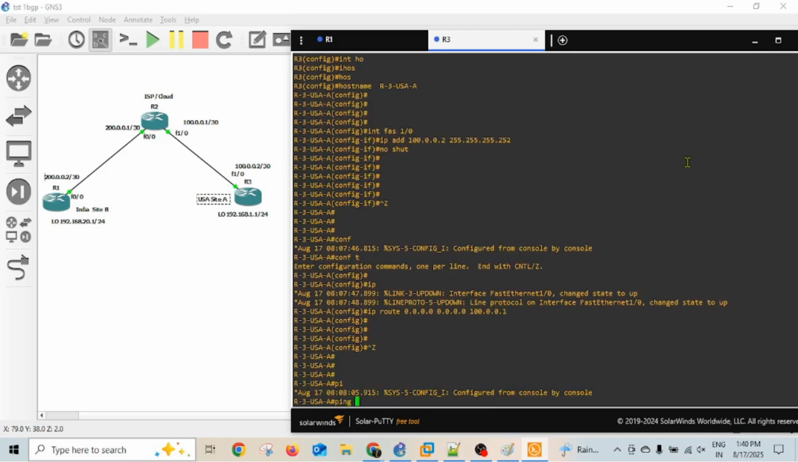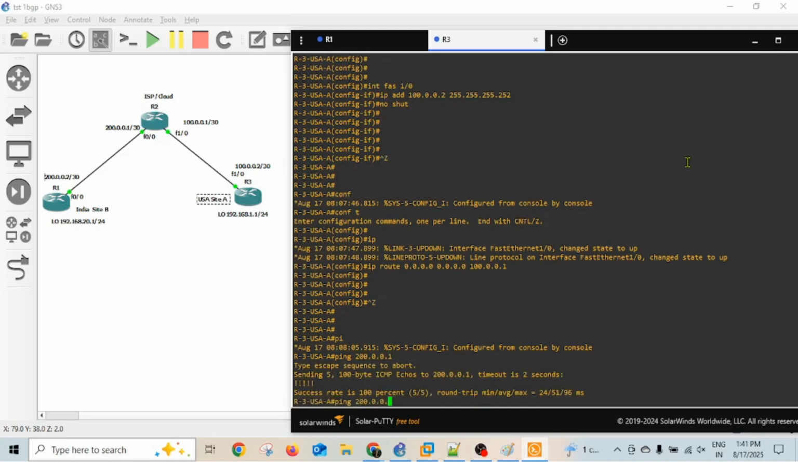So now I can see the ping happen to R2. India can reach internet. Only internet connectivity we provide. So I say 200.0.0.1. Okay, pinging.